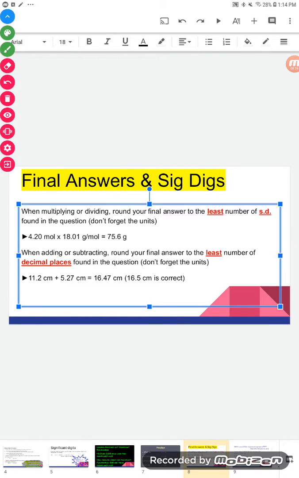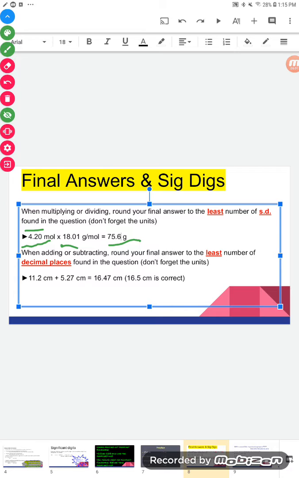Okay, sorry, I just paused my video for a second because I noticed a typo right here while I was doing it, so I fixed it on the fly. So like I said, it goes to the least number of significant digits found in the question. So this one is 4.20 and it has 3 significant digits. This is 18.01 grams per mole, and it has 4 significant digits. The least one is 3, okay? I had 4 significant digits in the answer. It was supposed to be written as 75.6 grams, okay? So there is 1, 2, 3 significant digits there.